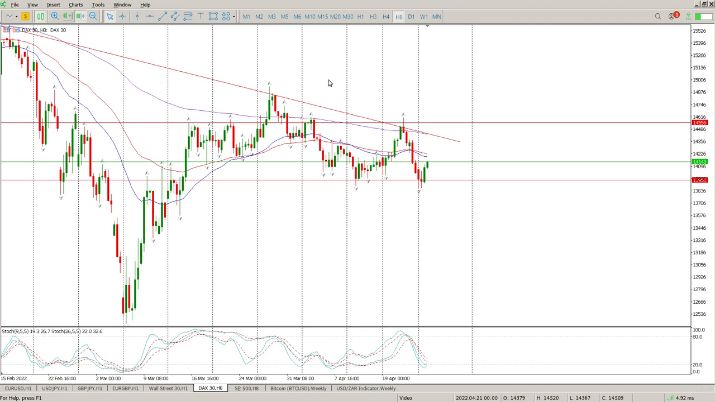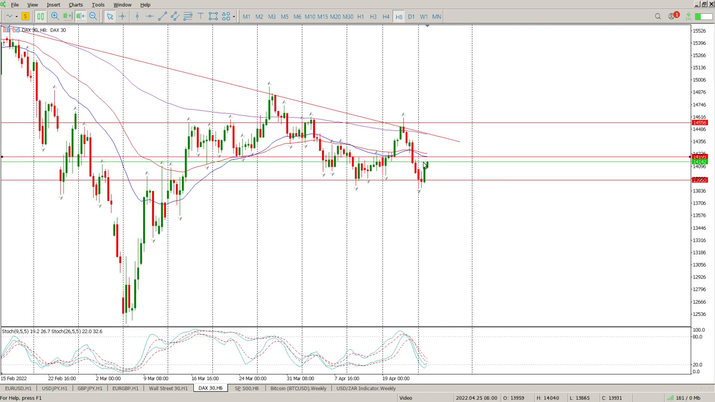So as expected, range forming. We bounced off the bottom, as I said to you yesterday. Doubted very much that we were going to break through this level, and that's exactly what's happened. So we're looking for a pullback. Doesn't mean that this level won't give way. It can give way, but we need to be bouncing off structure. At the moment, there is no significant structure that we need to pay attention to.